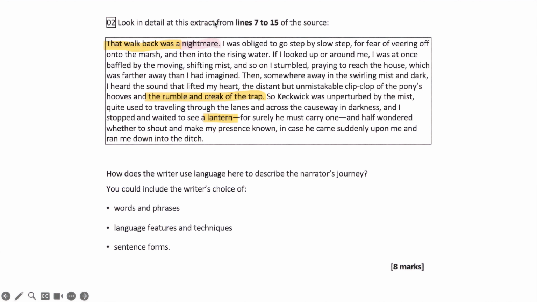Now, to be precise in our answer, it's a good idea to analyse individual words or short phrases. If you feel tempted to quote a whole sentence or long section of text, ask yourself which specific word or short phrase in that quotation achieves the effect I'm writing about, and then just quote that.